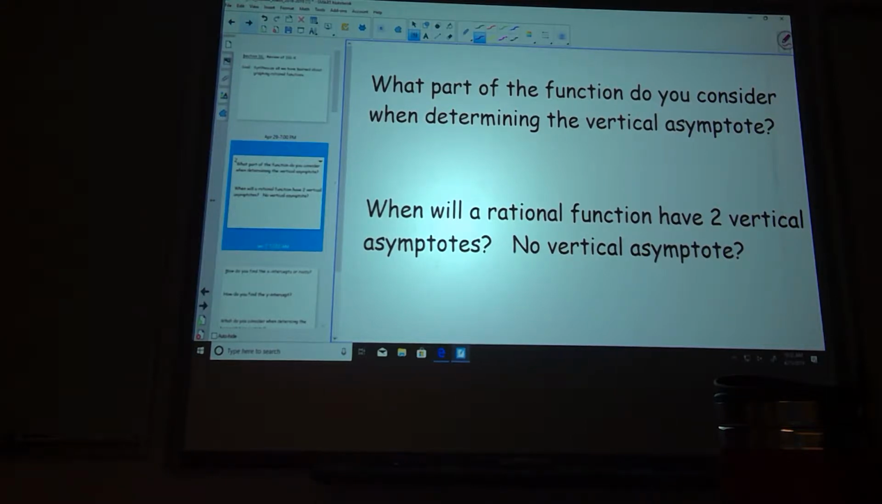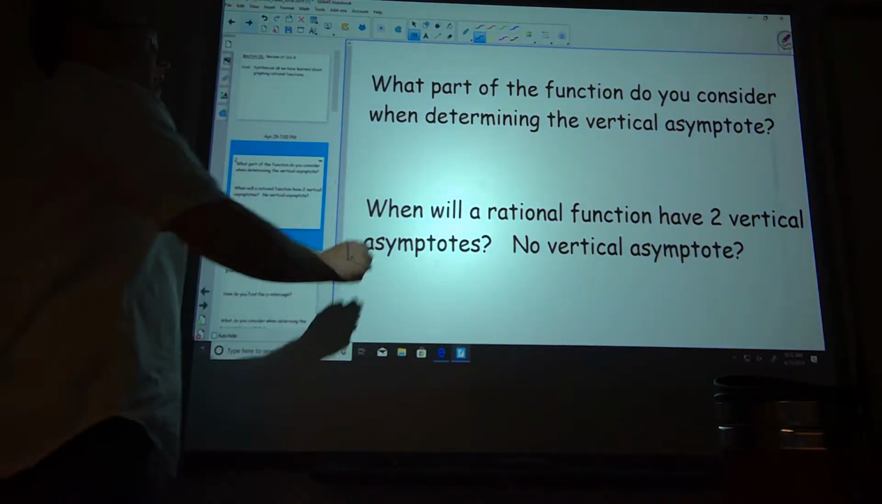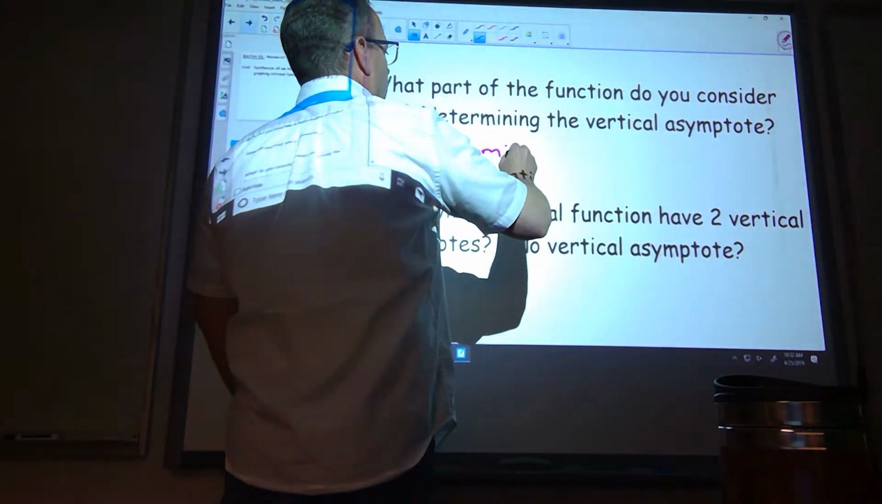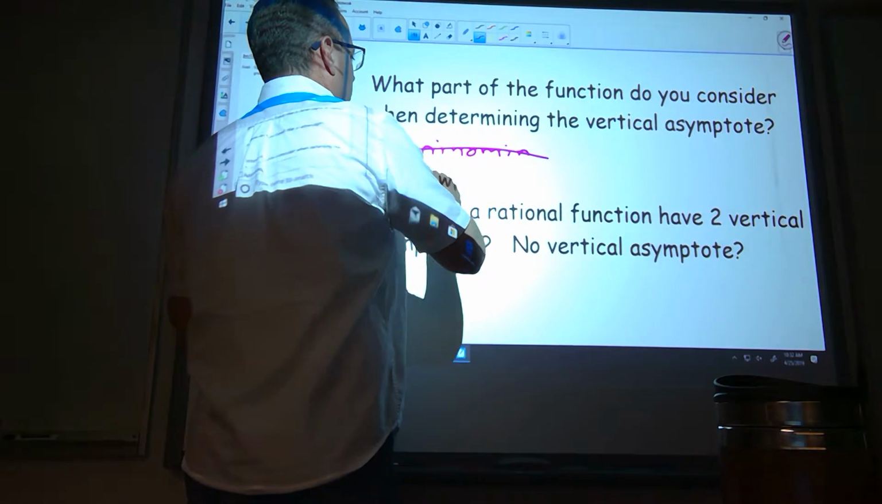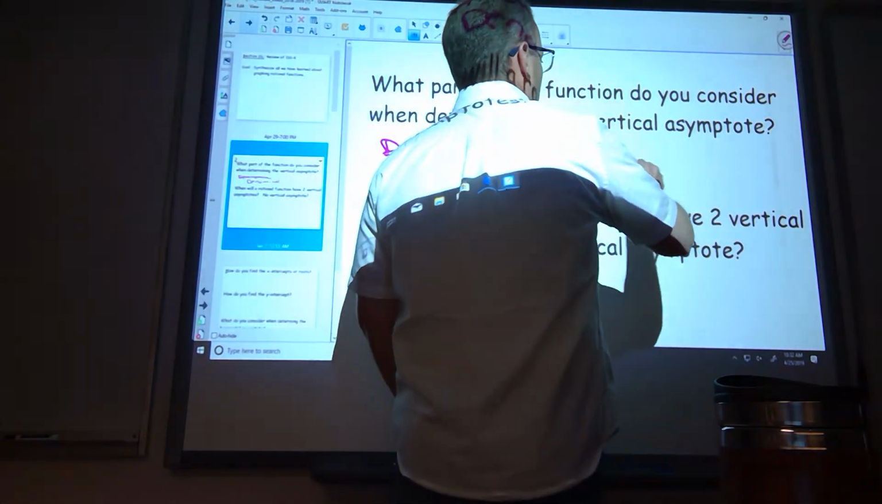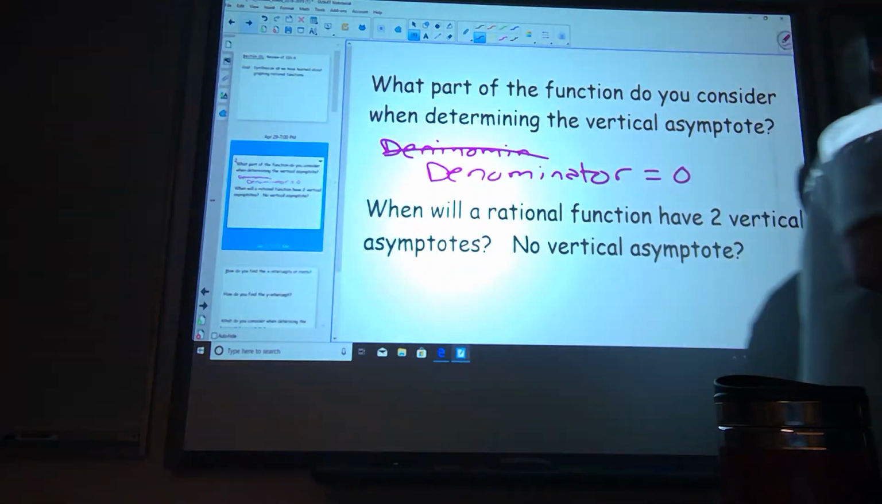Good. All right. So what part of the function do you consider when you're looking at the vertical asymptote? What x? Yeah, the denominator, to see what happens to make it 0. Denominator set equal to 0.